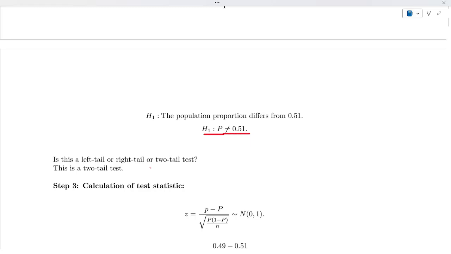So, what is the tail of the test? The tail of the test is always determined by the alternative hypothesis H1. Whenever the alternative hypothesis has a not equals to sign, then we say that this is a two-tailed test.